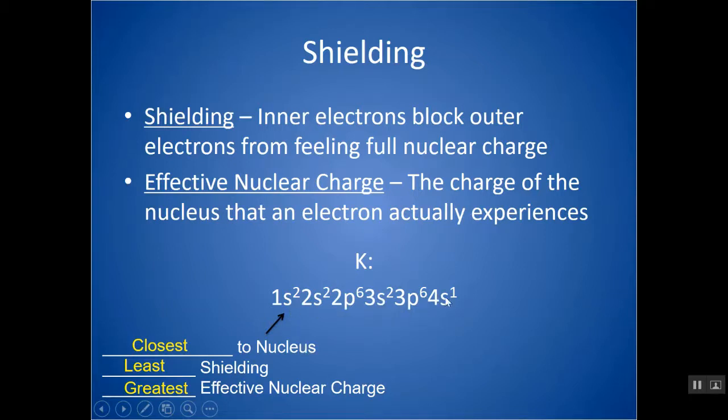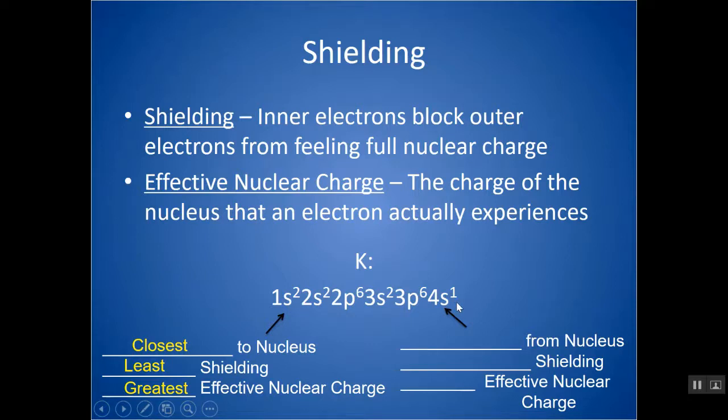Okay, as you get further from the nucleus, as you go along your electron configuration, the 4s1 electrons, in the fourth shell, would be furthest from the nucleus. They would experience the greatest shielding. They would have 2 electrons in the first energy level, 8 electrons in the second energy level (6 plus 2 is 8), and 8 electrons in the third energy level, all of those electrons blocking this fourth energy level electron from feeling the full charge. And so this would experience the least effective nuclear charge.